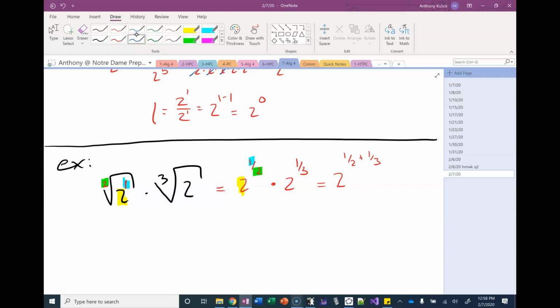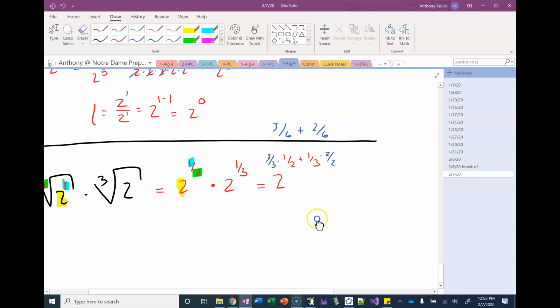Now, if I want to add 1/2 and 1/3, what do I need to have? Common denominator. What would the common denominator be between 1/2 and 1/3? 6. So what do I need to multiply 1/2 by to get to the common denominator of 6? Well, 3 over 3, right? And what do I have to multiply 1/3 by? 2 over 2. So that's going to give me 3 over 6 plus 2 over 6.